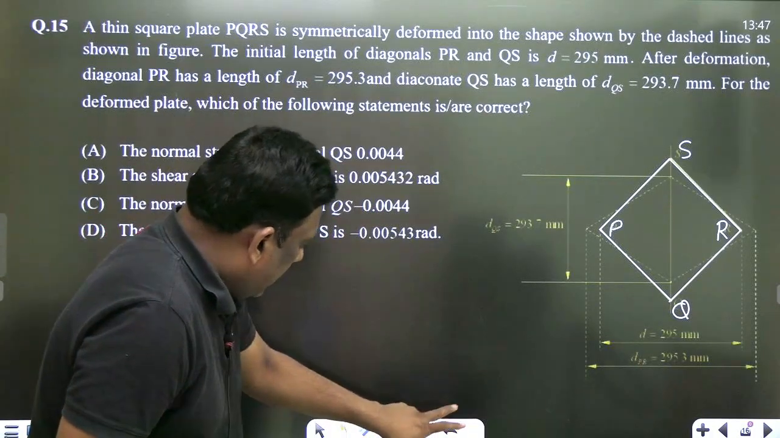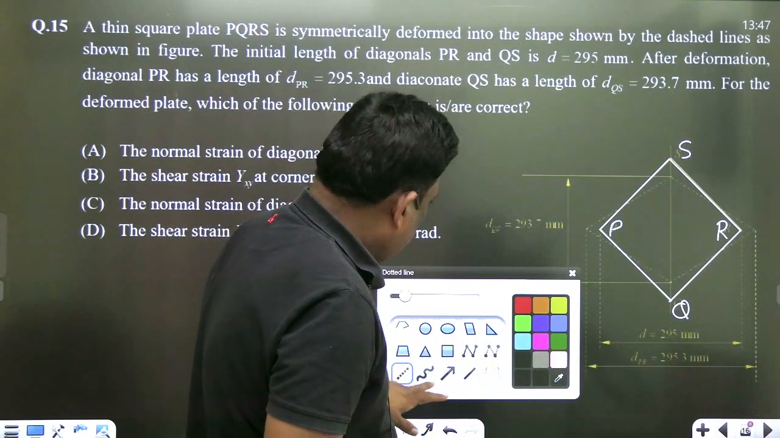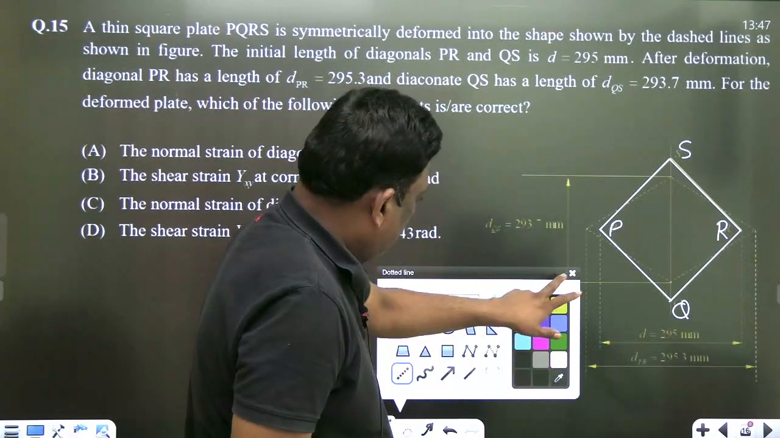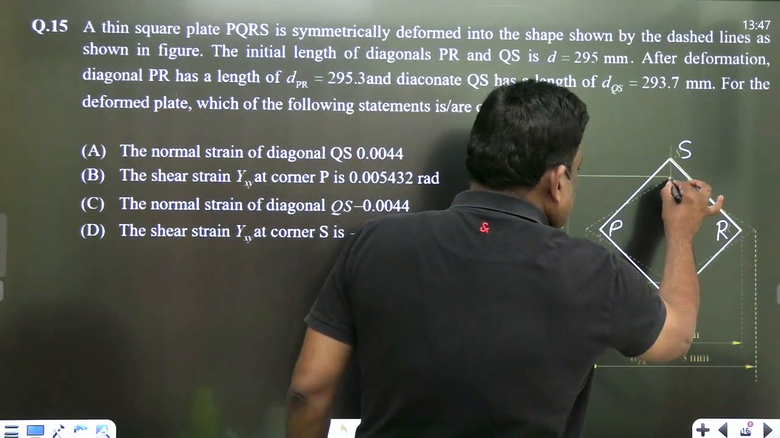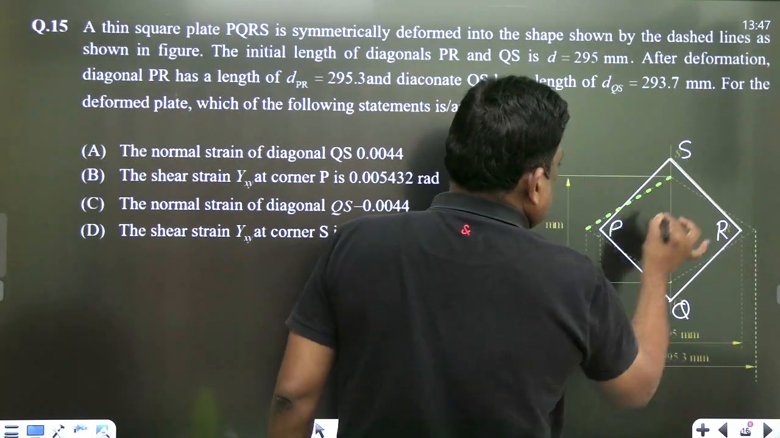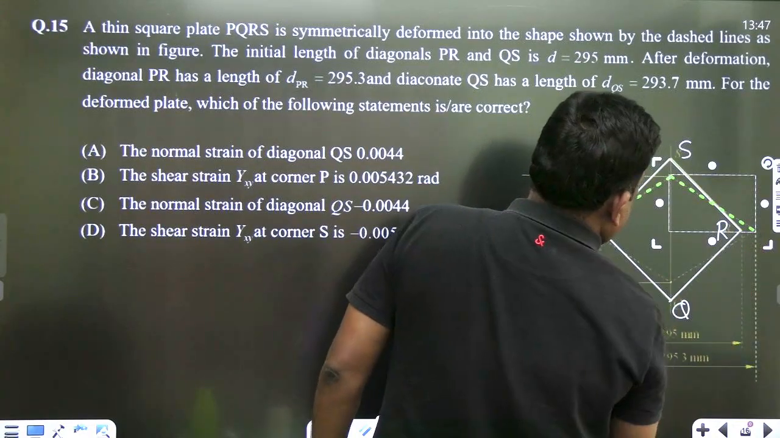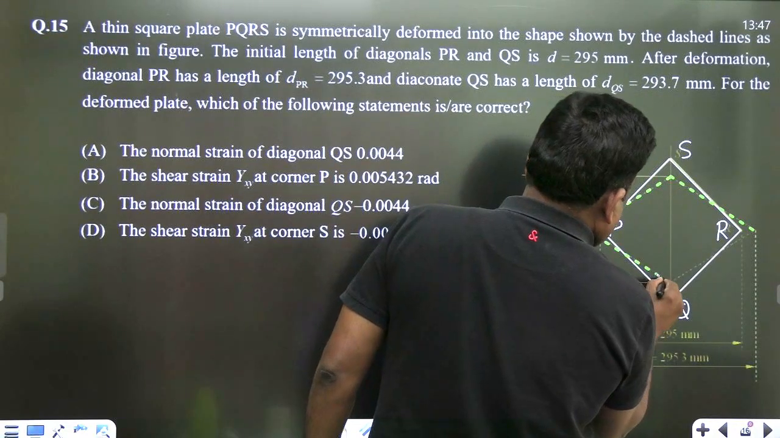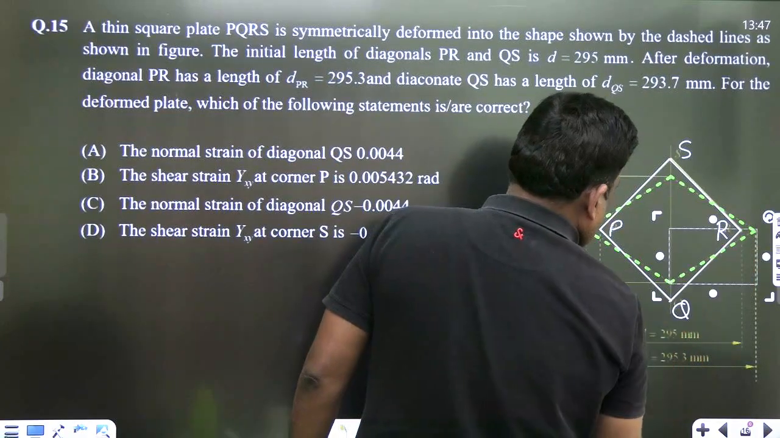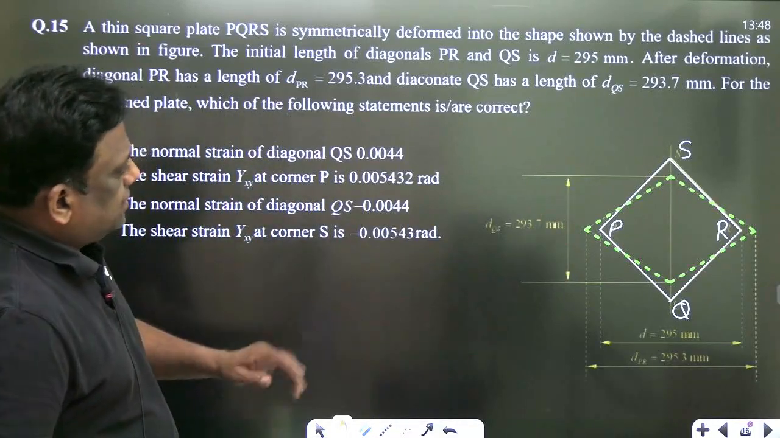So the dashed lines are this. एक second रुको. I will show you these dotted lines. हाँ. अब कलर चेंज करेंगे सर, अच्छा रहेगा. ये वाला ले लेंगे, ट्राई करेंगे ये वाला. Please note down, this is a very good question. Yes. Now finally it is deformed to this shape.